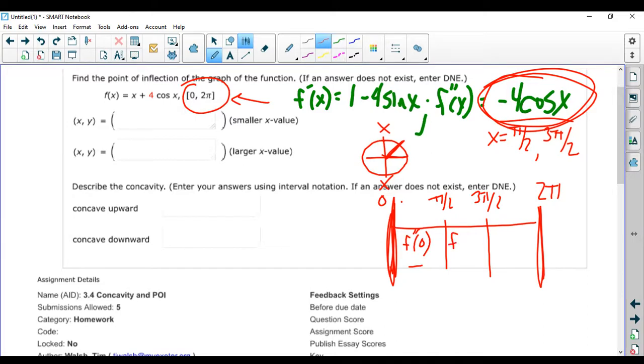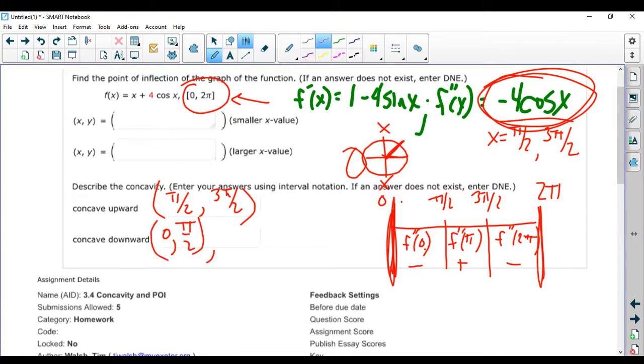The next interval, I'm going to use pi. The cosine of pi is negative 1. Negative 4 times a negative 1 is positive 4, so that's positive. And finally, the last interval, I'm going to use 2 pi. And 2 pi is the same location as 0, so we're going to have the same result as 0, which is negative. So the conclusion is this. It's concave up from pi over 2 to 3 pi over 2. Concave down from 0 to pi over 2, and then again from 3 pi over 2 to 2 pi.